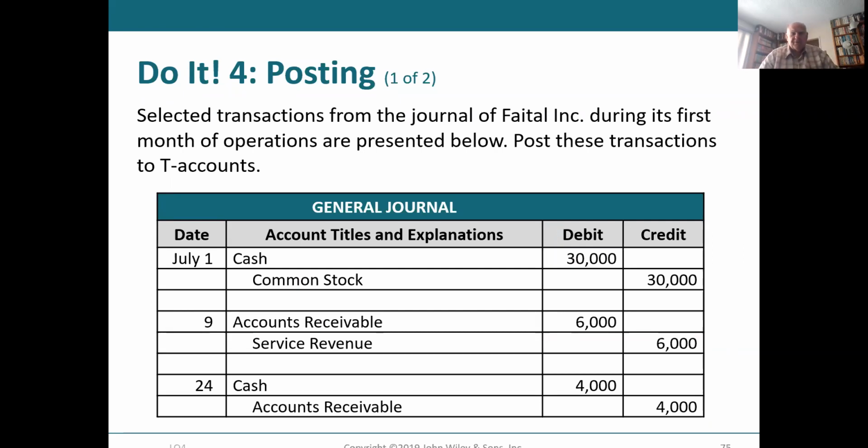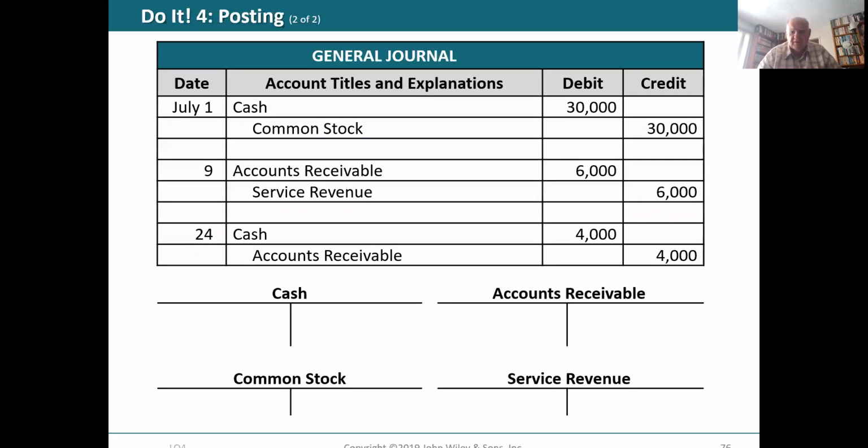Selected transactions from the Journal of Fitel Inc. They're giving you the transactions. Post these to T accounts. Why don't you take a piece of paper out for a second and just do it? Draw your T accounts. Draw 4. I guess you need 6 T accounts.